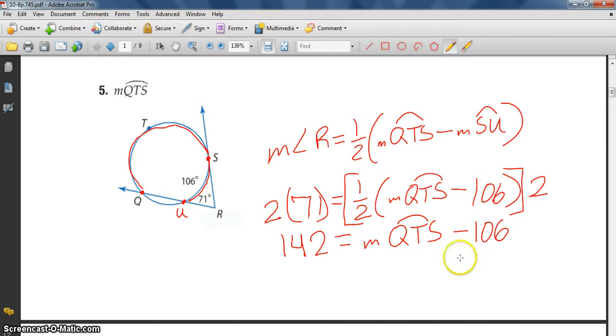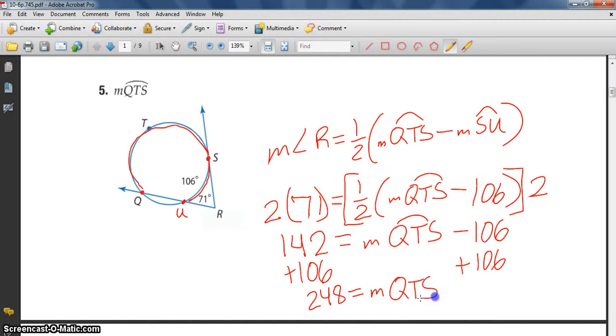So from here, I want to add 106 to both sides. So I get 248 is equal to the measure of arc QTS.